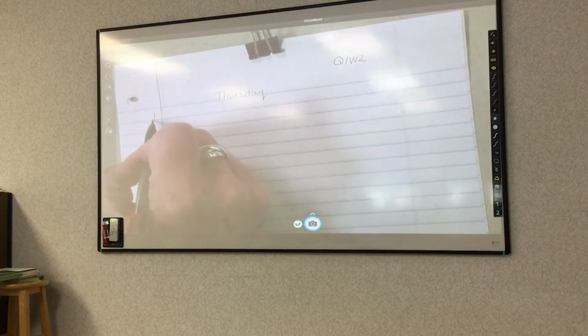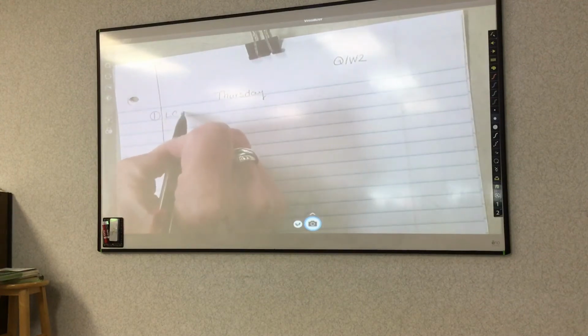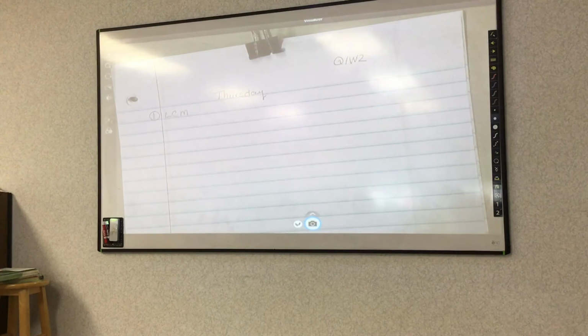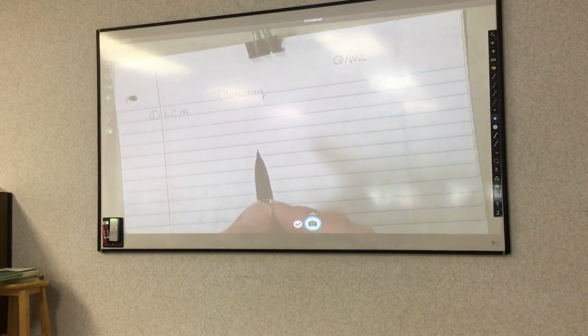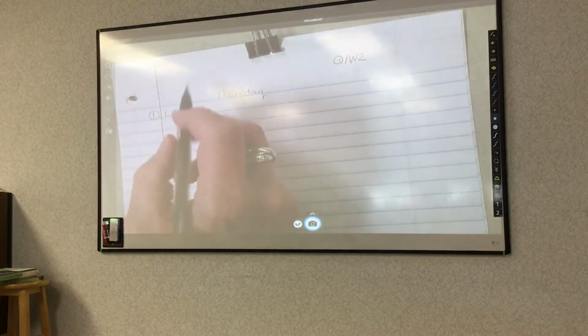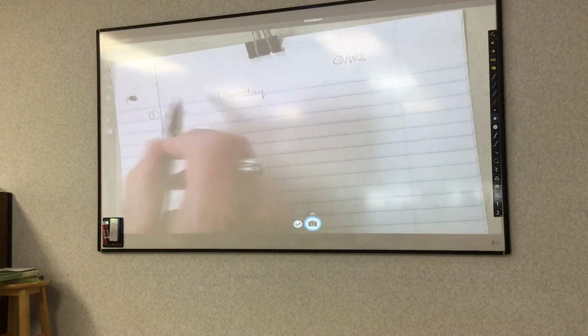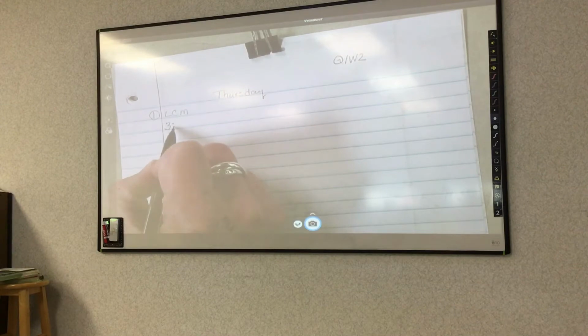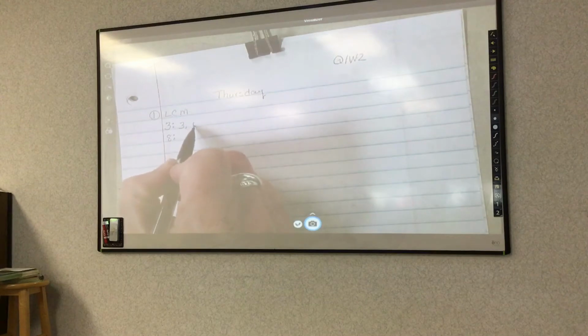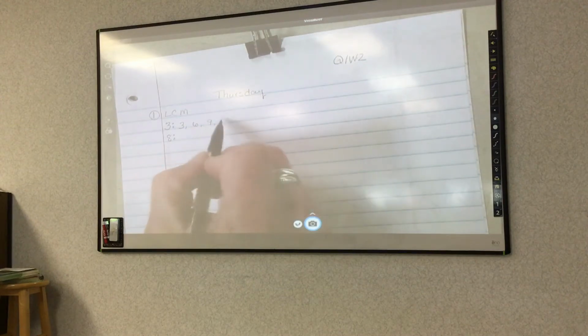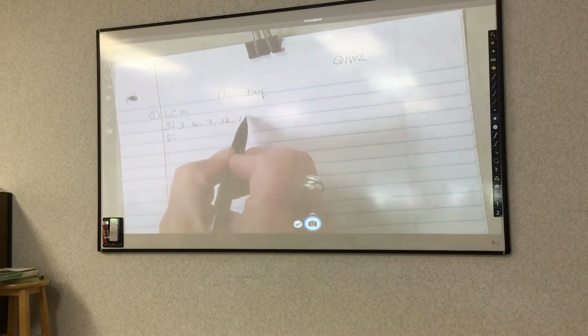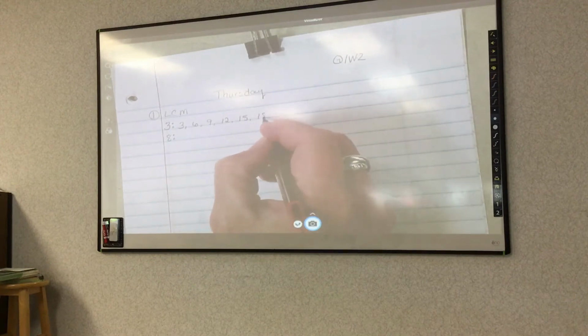Number 1 is asking for the LCM. You need to know what the LCM stands for. Least common multiple, very good. Multiples are what you multiply by. So I need to find the multiples of 3. It'd go 3, 6, 9, 12, 15, 18.